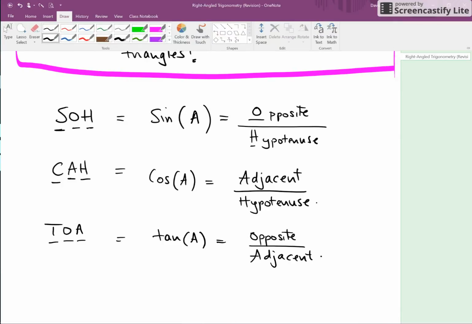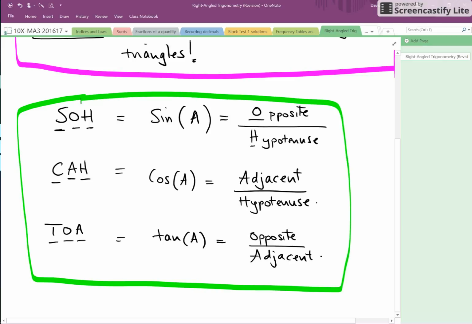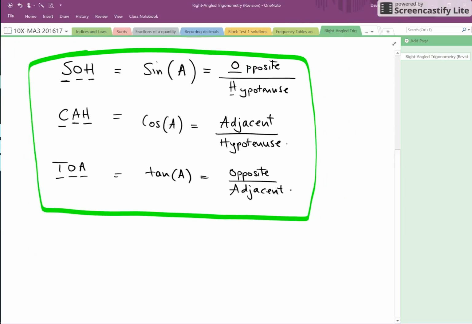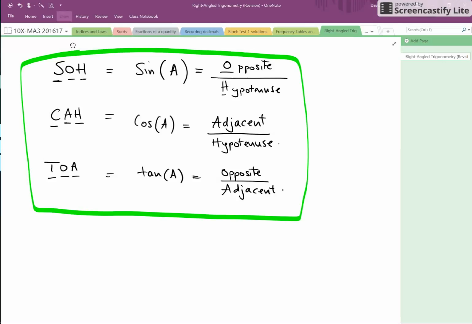Okay, now you must remember those, they're very important, what they stand for. But what do they mean? That's the next question. What do they actually mean? Well, in order to answer that, we really need to draw a triangle. So let's draw a triangle here, a right-angled triangle. And let's say our angle here is A.